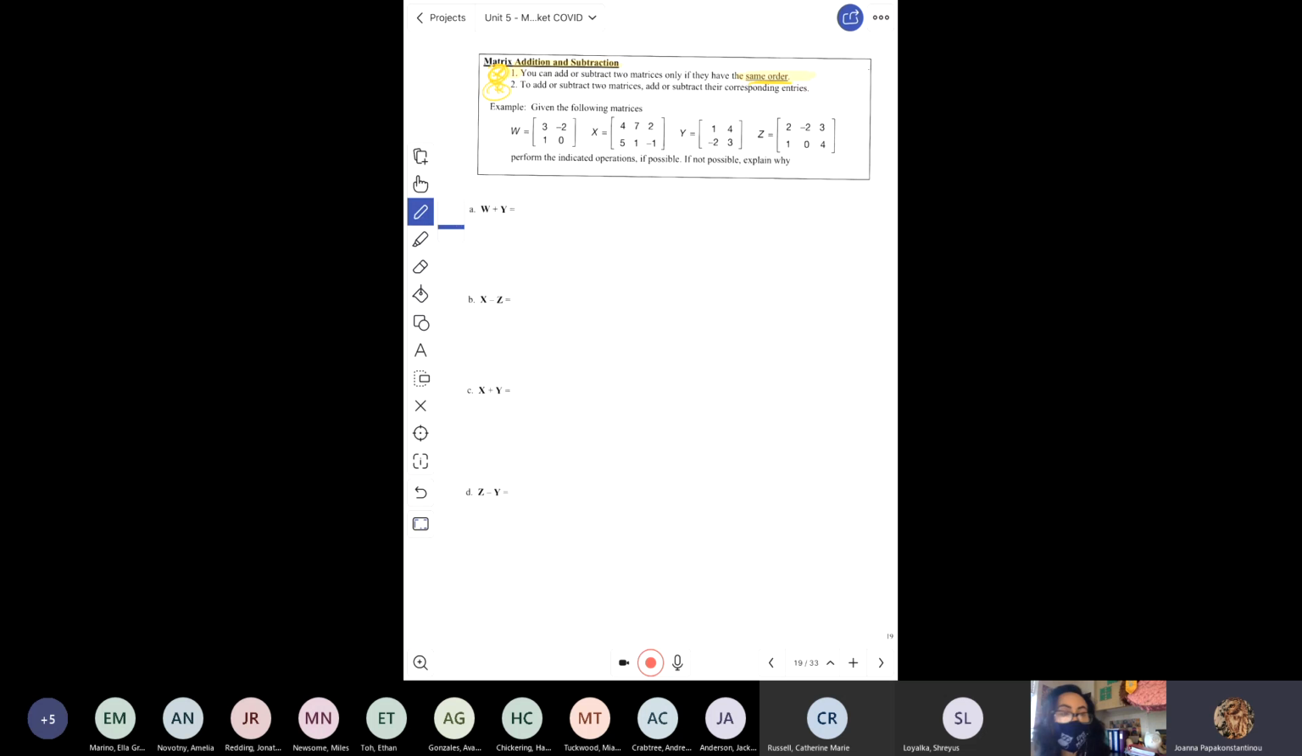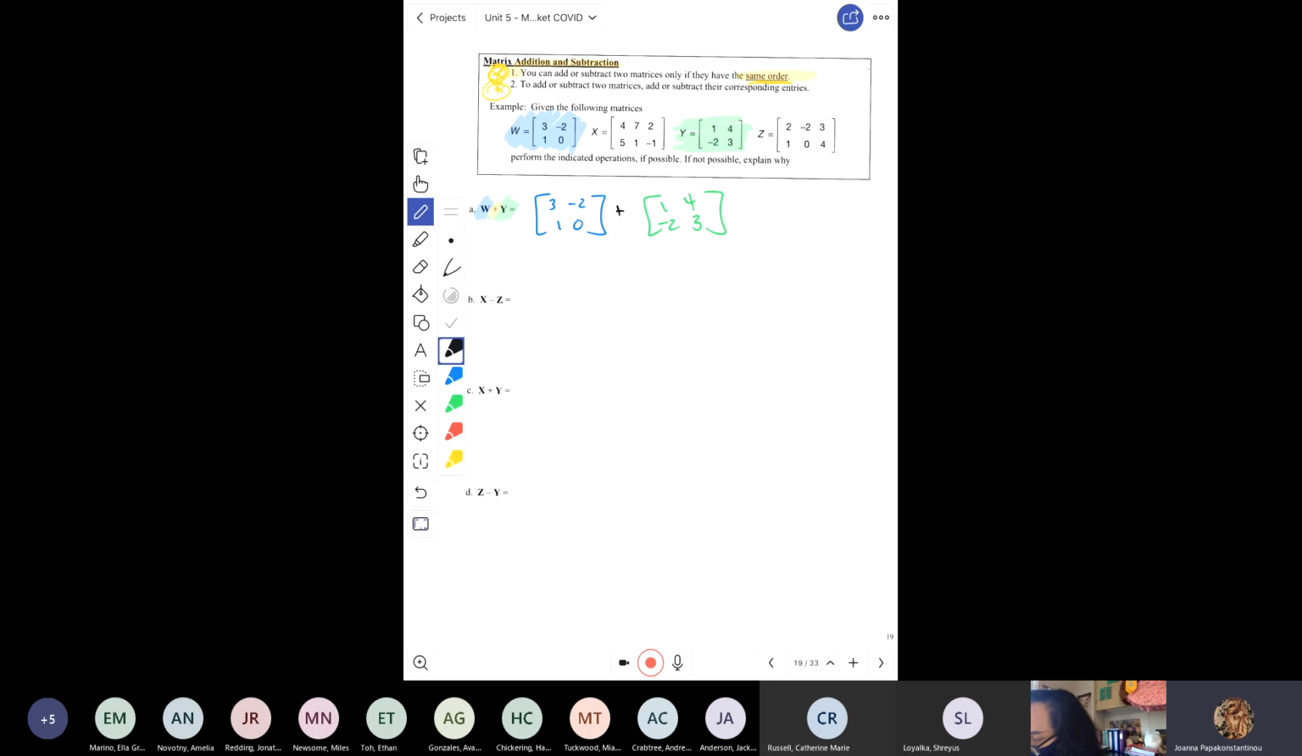So let's look at the first one. The first one is saying take W. So there's W. W is 3, -2, 1, 0. And it's asking you if you can add it to Y. Y being 1, 4, -2, 3. So what do you think is the first thing that you want to check in performing this addition? Make sure they're the same order, because if not, there's your answer.